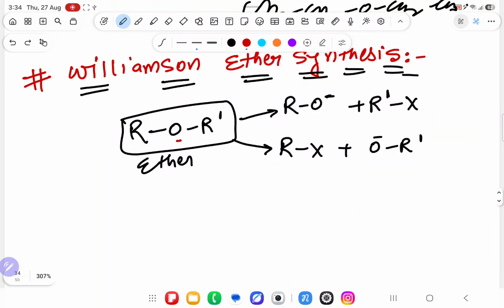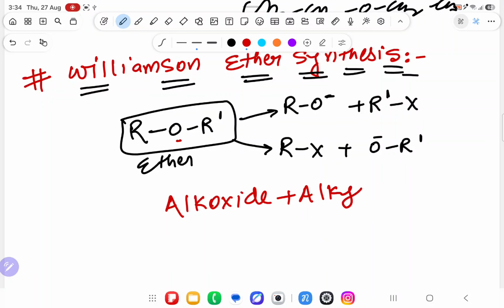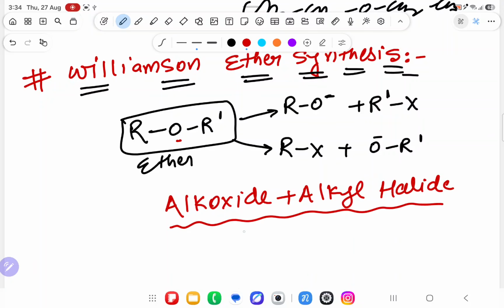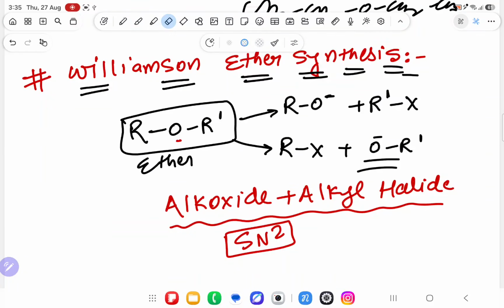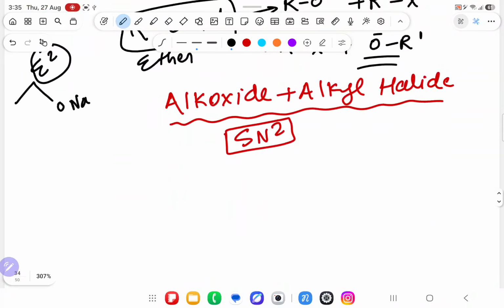What is the reagent required for this? You require alkyl oxide plus alkyl halide, and it will follow the SN2 mechanism. If you have studied the E2 mechanism, there also alkyl oxide is used, so there is a chance that alkyl oxide will do the E2 mechanism also. So I am going to write one chart, for when it will do E2 and when it will do SN2.